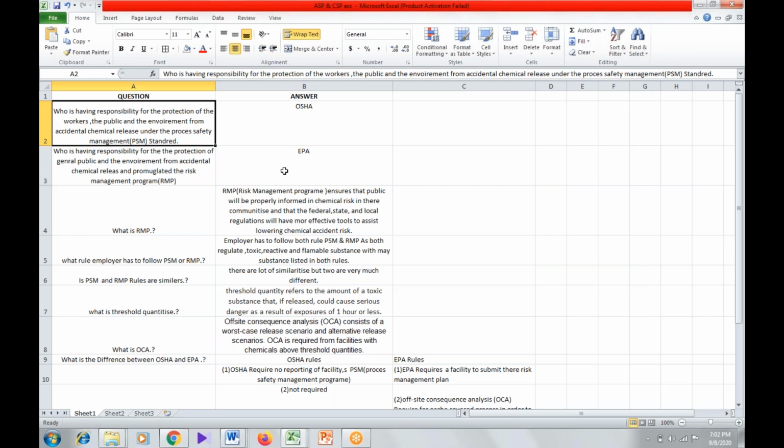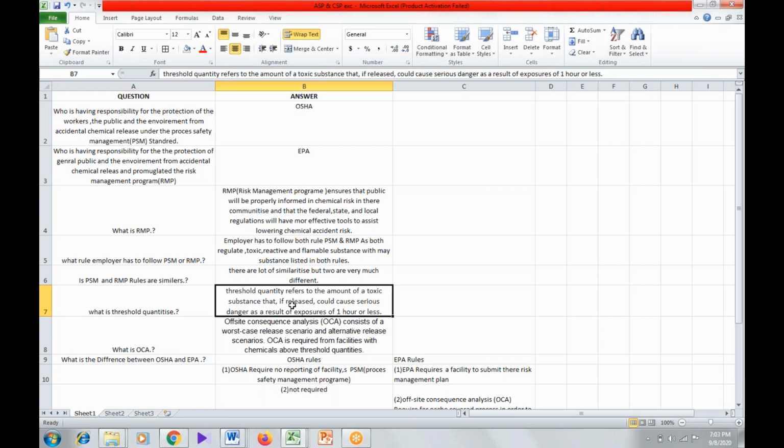Abdul Latif bhai, if we go back to the previous question, the rules the employer has to follow: you mentioned that the Risk Management Program, RMP, is given by the EPA. So we can say that the PSM is given by the OSHA. Yeah, exactly. PSM is from OSHA and RMP is from EPA.